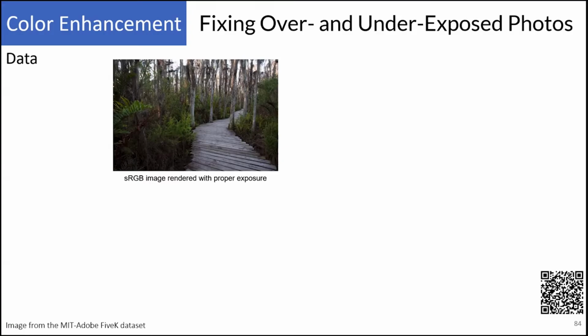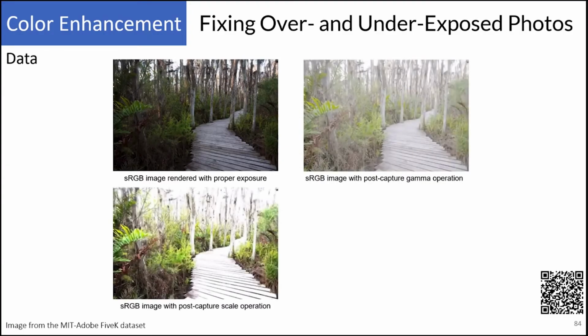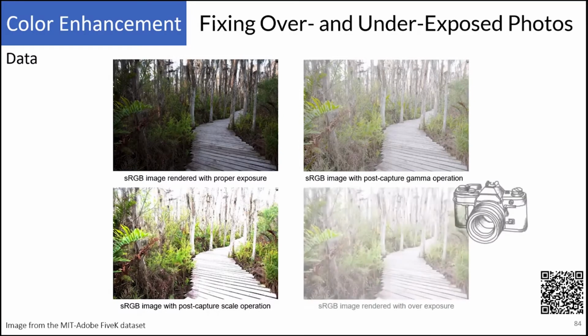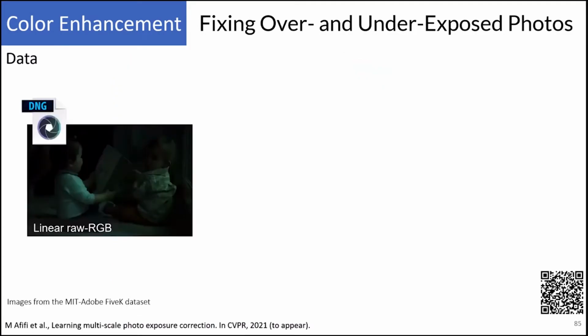So one may think of using a simple gamma operation or scale operator in order to mimic over or under exposure errors. But when we visually compare those images with what a camera produces when it has some overexposure error, we can see the difference. And that motivated us to generate our own data set starting from raw images. And we follow the same procedure.